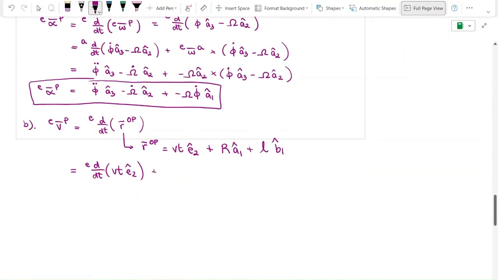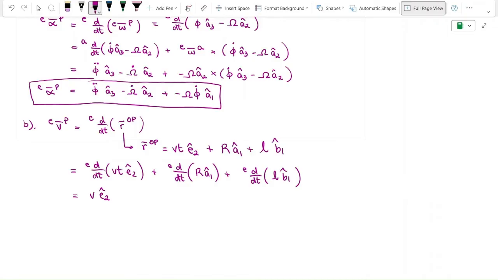So we know what ROP is, and now I apply the BKE. I'm going to split it up into its individual components because all of these terms are written in different reference frames. One's written in terms of the E, one's written in terms of the A, and the other in terms of the B. The first term should be pretty easy because it's just equal to V E2 hat. It's already written in the E frame, so it's easy to just take the derivative.